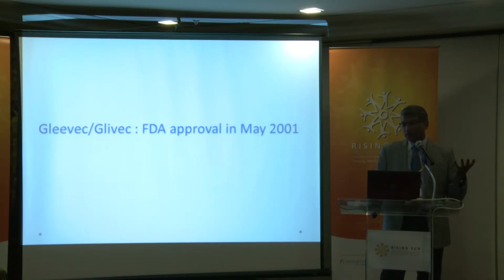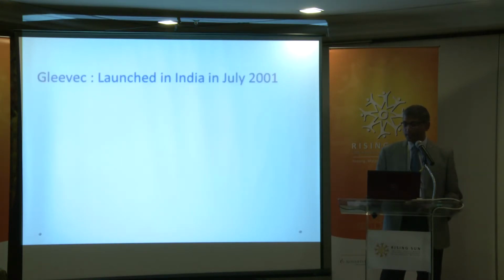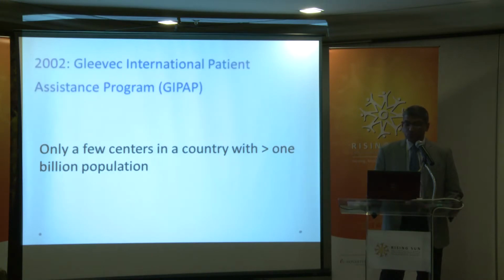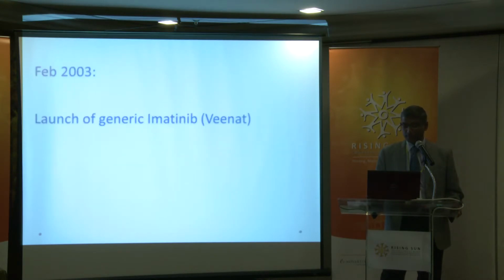So let's look at the case of India. Gleevec was approved by the FDA in 2001. Gleevec was launched in India in 2001. It cost about $2,500 per month, or 36,000, way beyond the reach of the common man. And if you look at the GNI per capita, it's about $1,000. In 2002, the GIPAP program came into play, and only a few centers in a country with a population greater than 1 billion had access to the GIPAP program. So at that point came the launch of the generic imatinib, and naturally everybody latched onto it to use it.